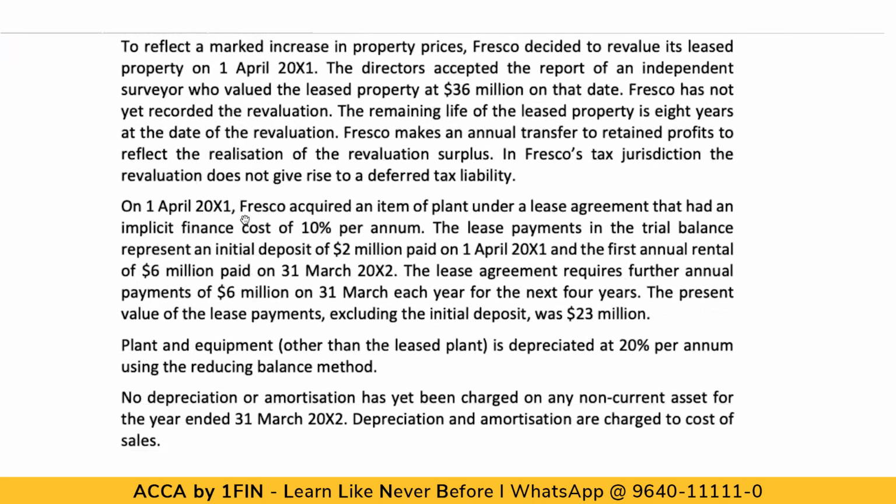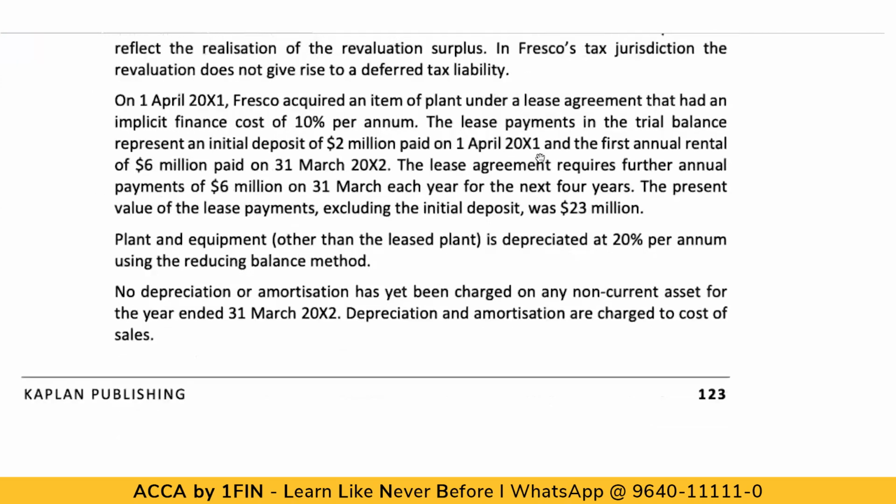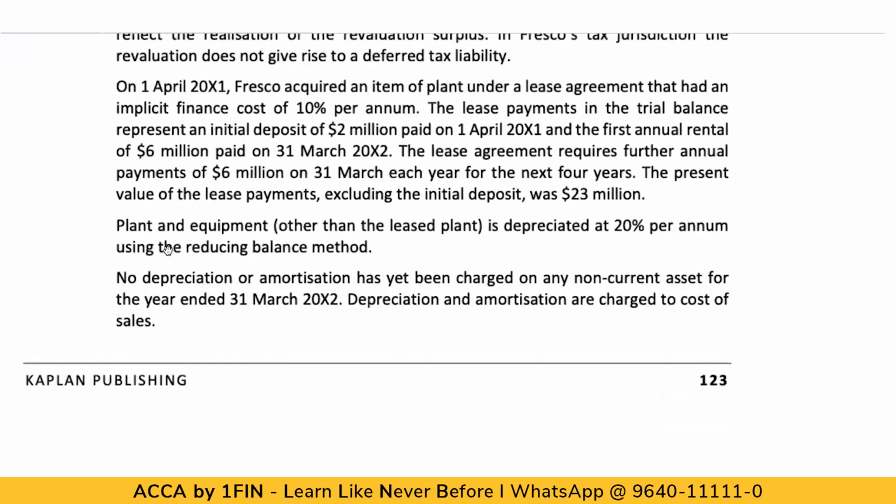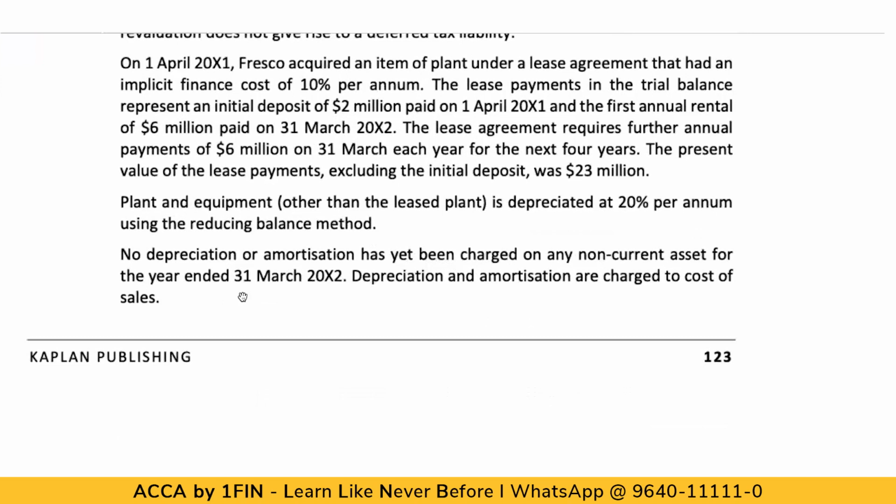On 1st April, they acquired a fresh item of plant under a lease agreement that had an implicit finance cost of 10%. Lease payments in the trial balance represent an initial deposit of 2 million paid on so and so, and the first annual rental of 6 million paid on so and so. The lease agreement further requires annual payments of 6 million at the end of each period. So this is the lease-related adjustment. Plant is to be depreciated at 20%. No depreciation has yet been charged on any non-current asset.